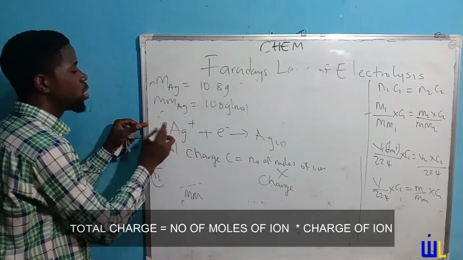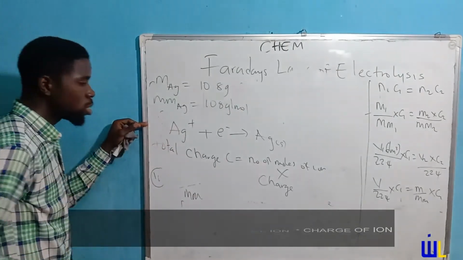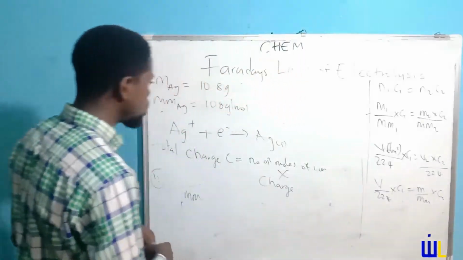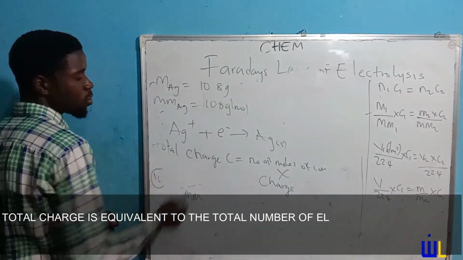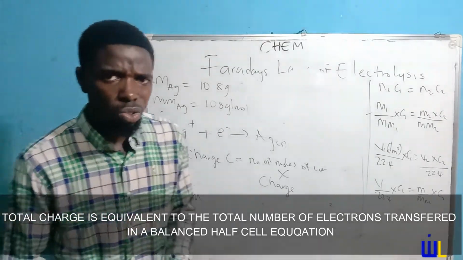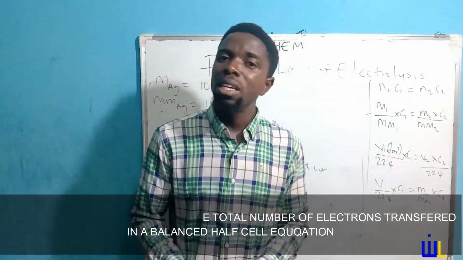So imagine we had 2 here. The total charge will now be +2. It is not just the oxidation number of the ion. But when you talk about C, C is the total charge, which is equivalent to the number of electrons that is being transferred. Have that in mind. C is not just the oxidation number. For instance, if you have oxygen, O2 minus, the total charge in that particular reaction is not -2.